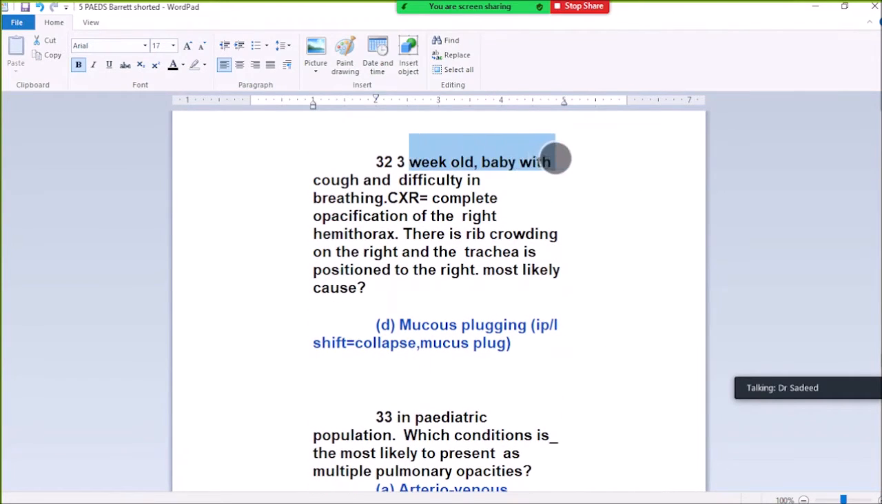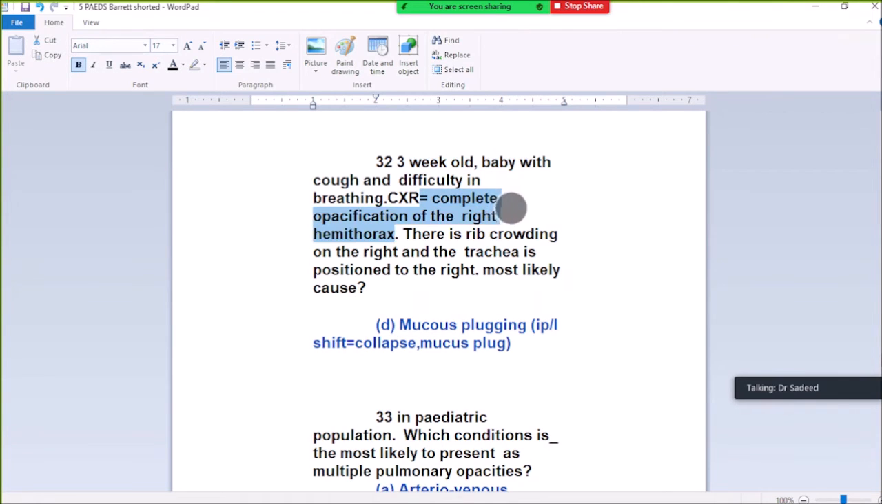32. A 3-week-old baby with cough and difficulty in breathing. Chest X-ray shows complete opacification of the right hemithorax. There is rib crowding on the right and the trachea is positioned to the right. Most likely cause: mucus plugging. Because there is ipsilateral shift, it shows collapse of the lung.